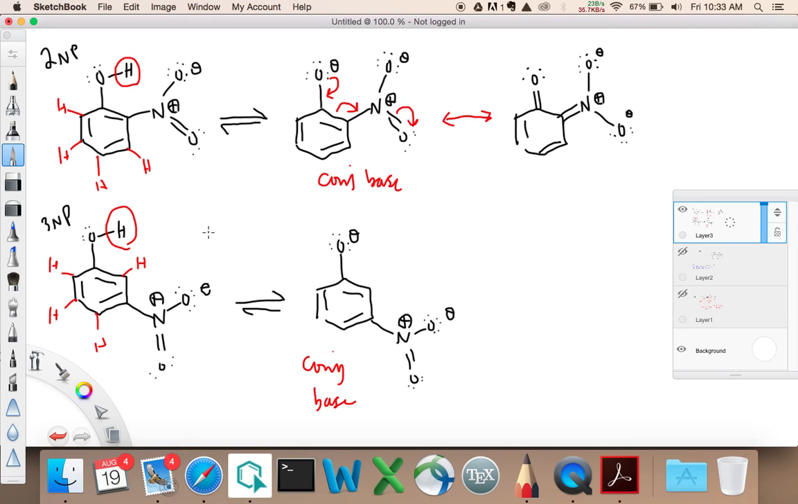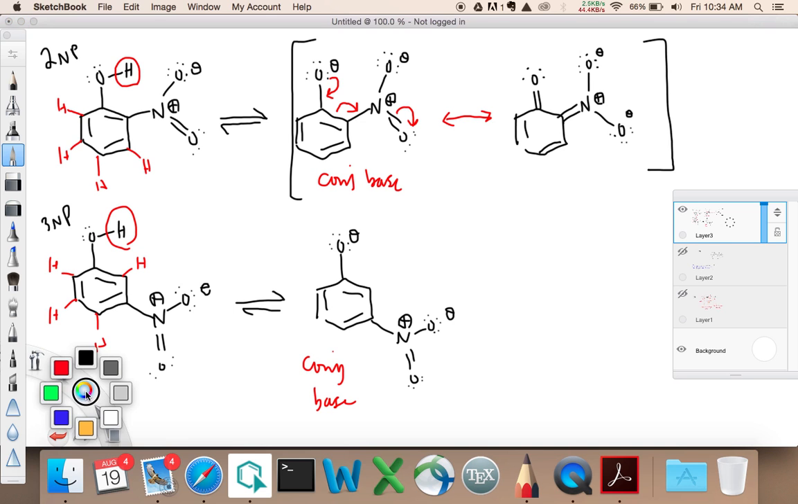Let's see if we can do the same thing. So this, you know what, oftentimes when we're doing resonance, I'm going to put brackets around it. There's more. These are not the only resonance structures of the conjugate base of 2-nitrophenol. There are more, and they have to do with the electrons moving around in here. But for now, let's consider that one.